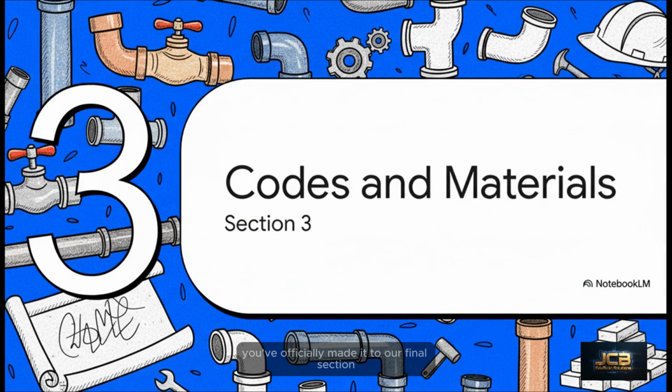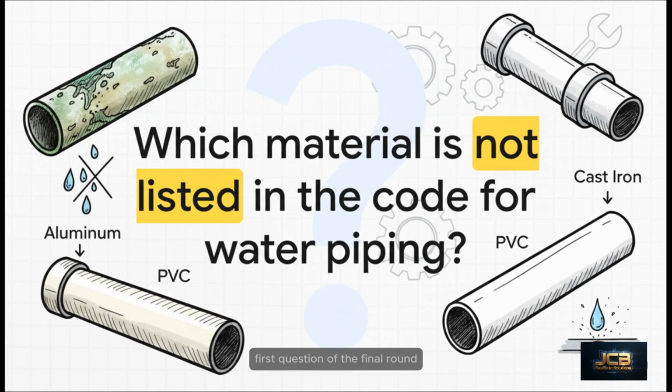Excellent work. You've officially made it to our final section. You could call this the boss level. Section 3, Codes and Materials. This is where we get into the real nitty-gritty details of the rules and what you can and can't use on the job. First question of the final round.